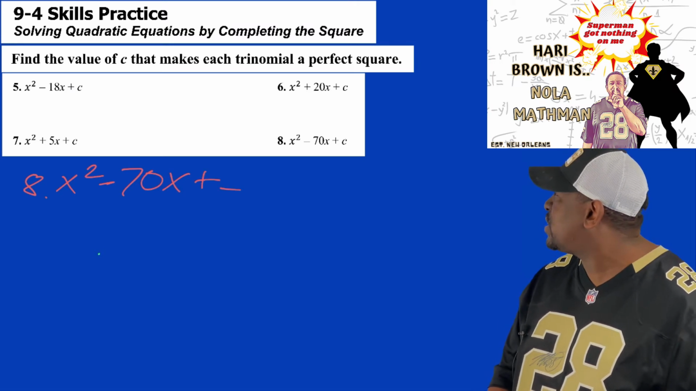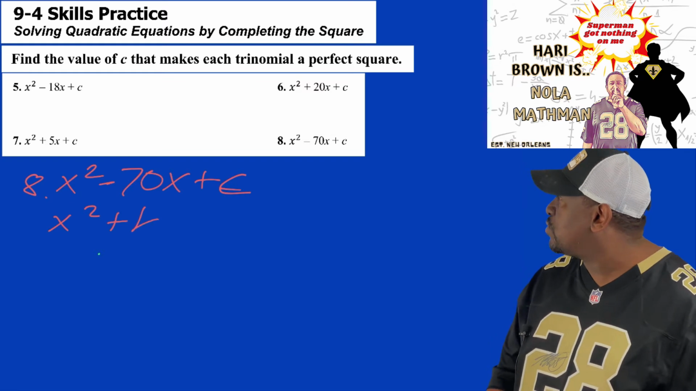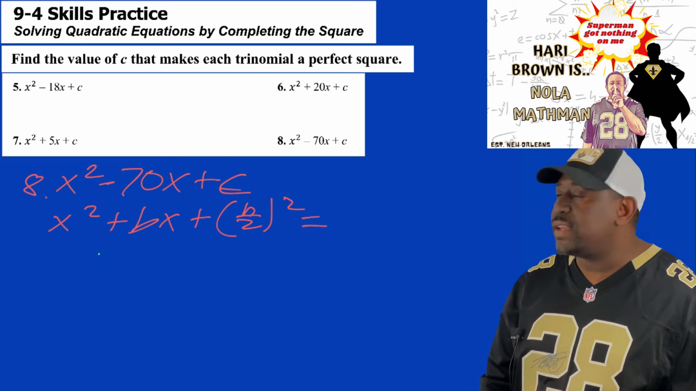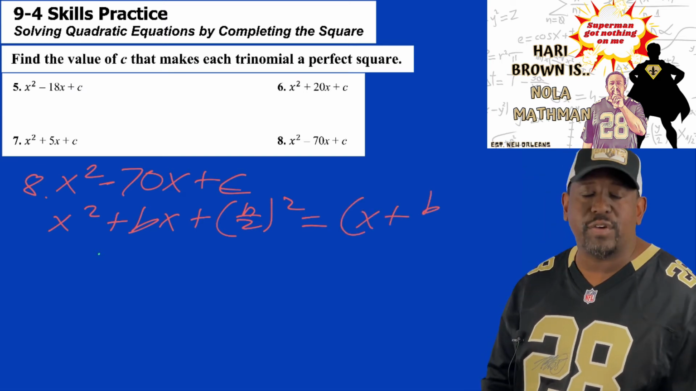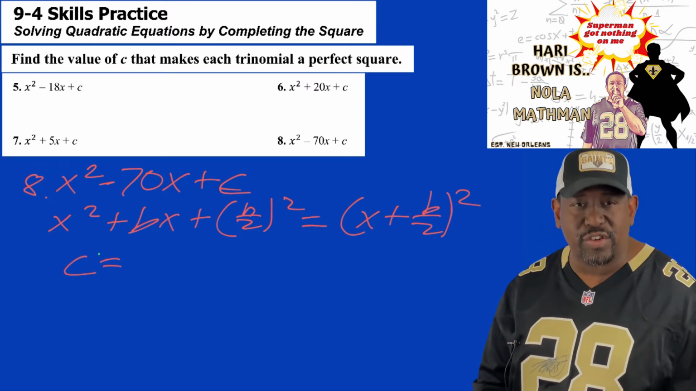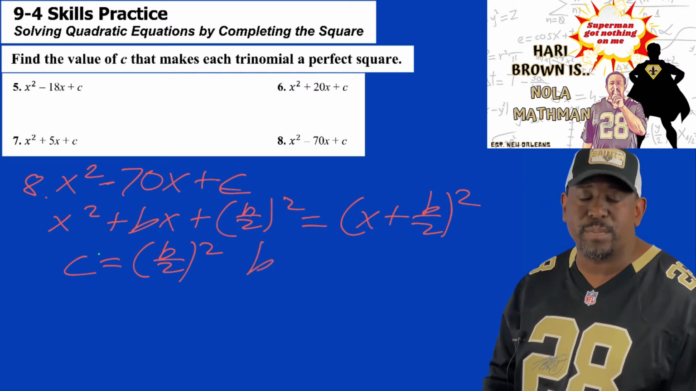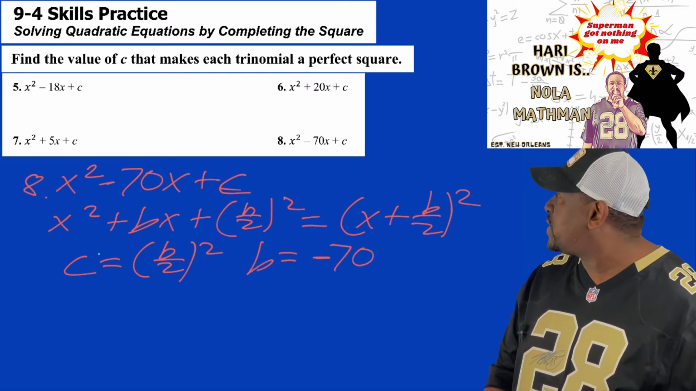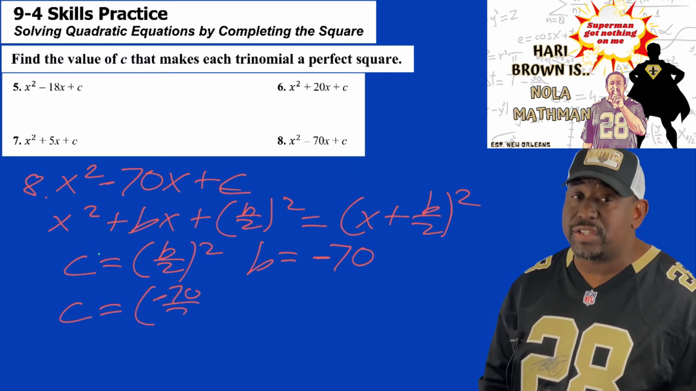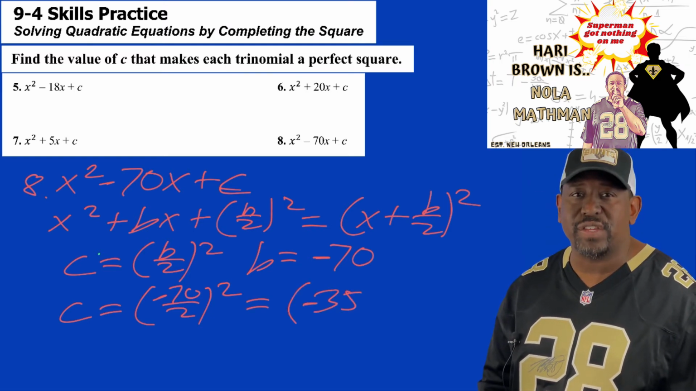Bigger b value there. We have x squared minus 70x plus c. Again, we write our general formula as we've been doing in every problem, and the resulting binomial square, x plus b over 2 squared. b in this problem is what? Yes, you're correct, it is negative 70. So we're going to substitute negative 70 for b. We will have negative 70 over 2, and negative 70 divided by 2 is negative 35. And then we will square that to get the value of c.